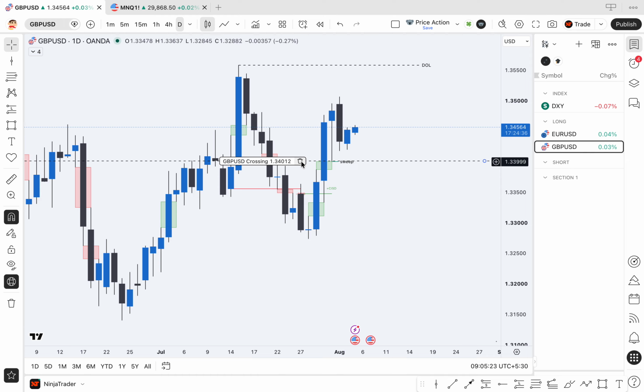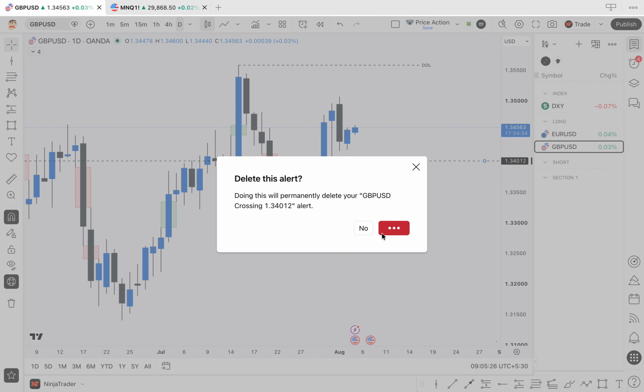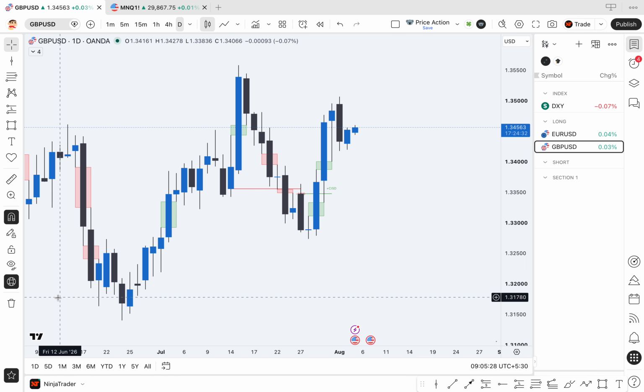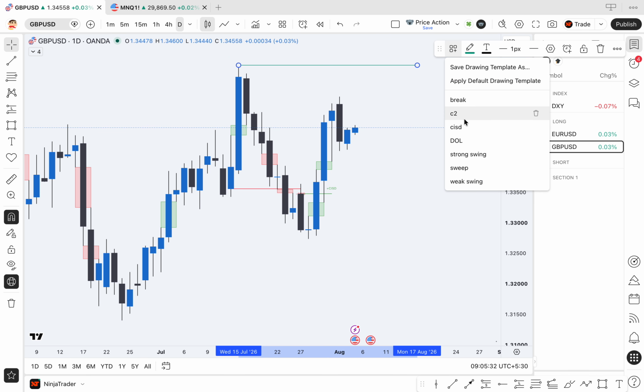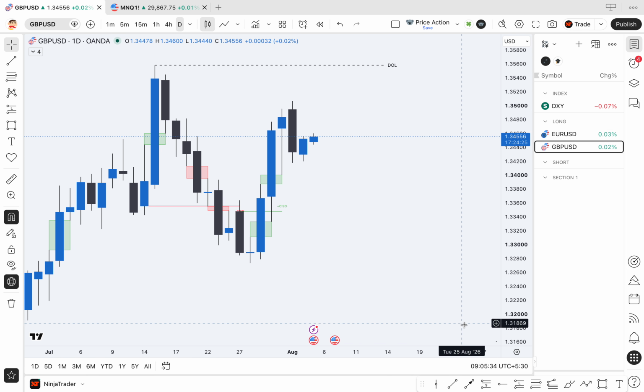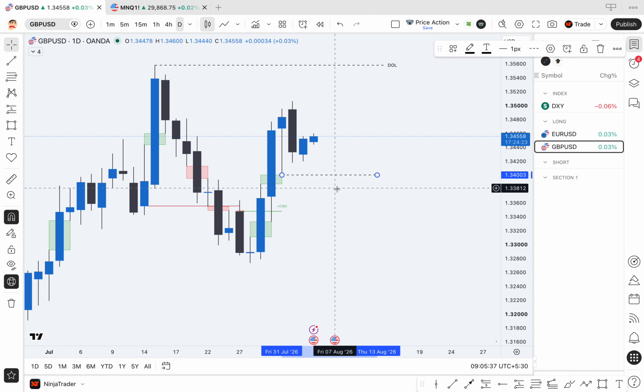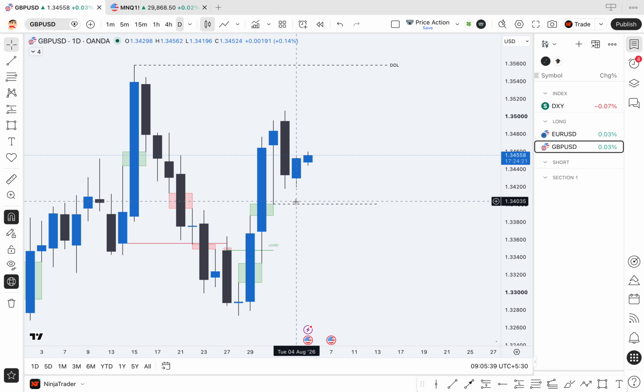For GU, what's our drawn liquidity? It's the same point. This will be our drawn liquidity. Also, this is our drawn liquidity as well. Why? Because it's an FVG in the swing point.